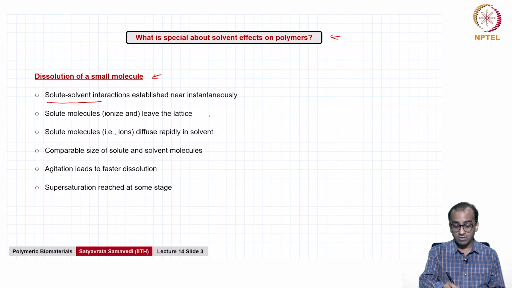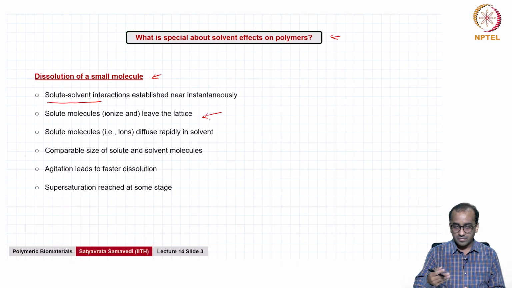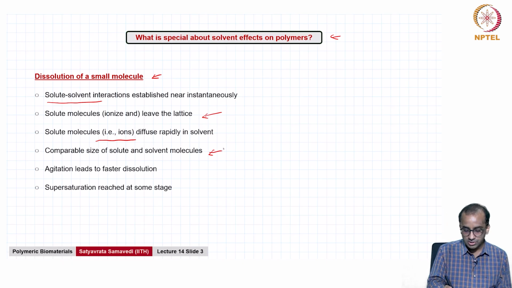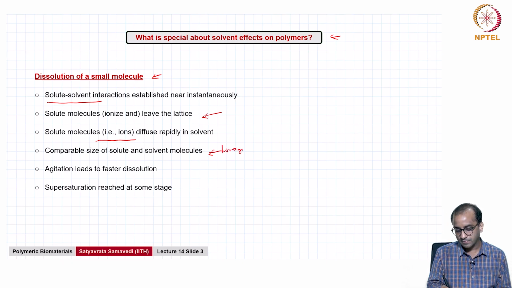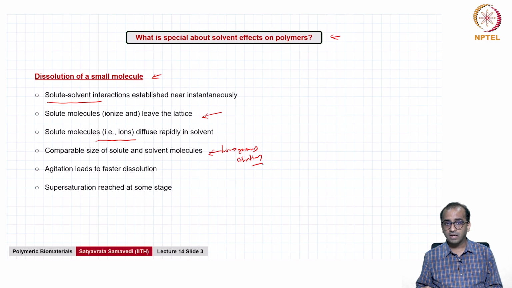So in the case of salt, the solute molecules ionize and leave the crystal lattice, and as they leave, these ions rapidly diffuse into the solvent. And ultimately, once all of the salt is dissolved, you get a homogeneous solution, where the salt and the water are molecularly mixed very well to form a homogeneous solution.